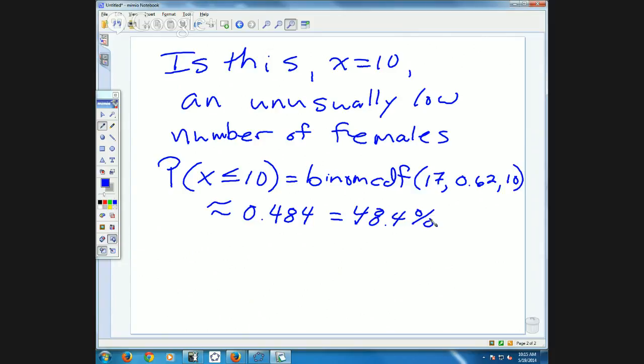Now this sample isn't random, it's a convenience sample. There could be enough randomness involved in how you got here. That'd be okay, but maybe not. So this x equals 10 females is not at all unusual.